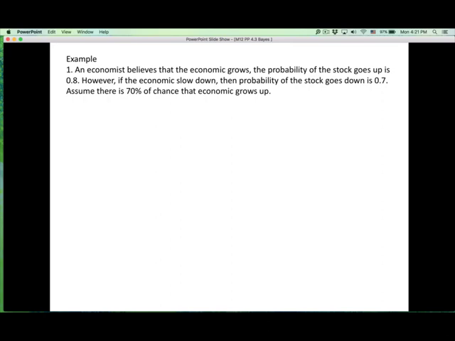So we try to present these questions using the tree diagram. First step, we let the variables in here. We let G represent economic growth, S will be economic slows, U will be the stock goes up, and D will be the stock goes down. Now let's use the tree diagram.